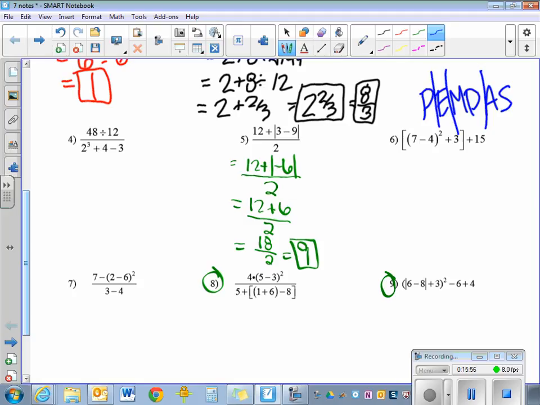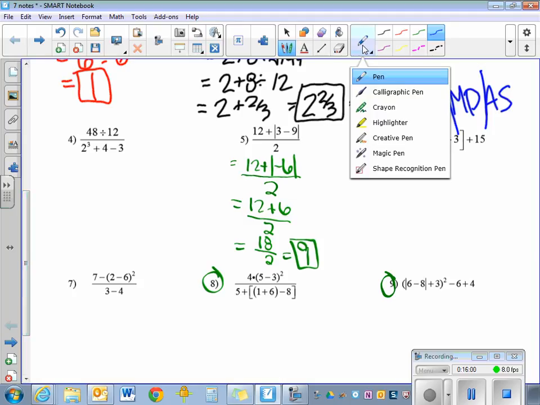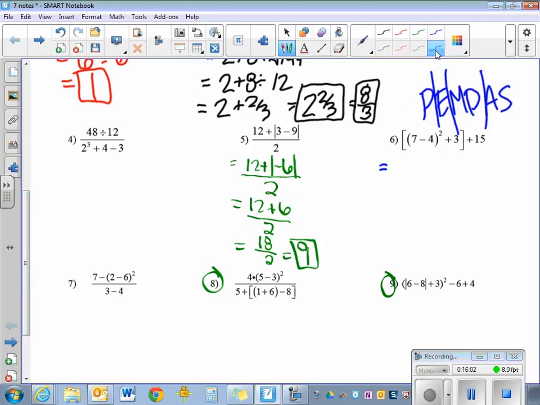Alright, so our inside grouping, we have 7 minus 4. And what does that simplify down to? 7 minus 4. Very good, 3. So instead of 7 minus 4, we have 3 squared. So now within here, we have to simplify again. So next up would be exponents. So we have 9 plus 3 plus 15.